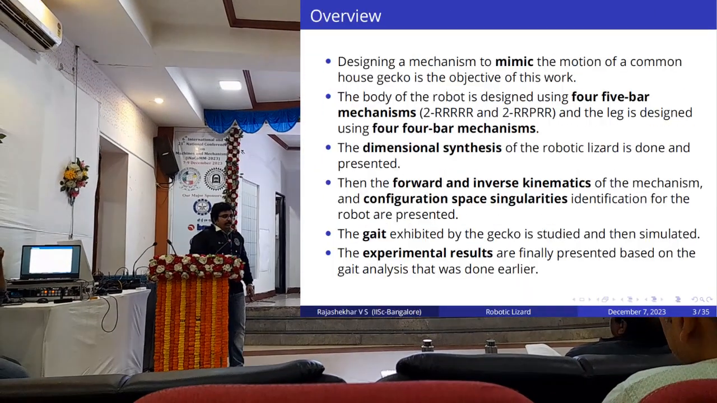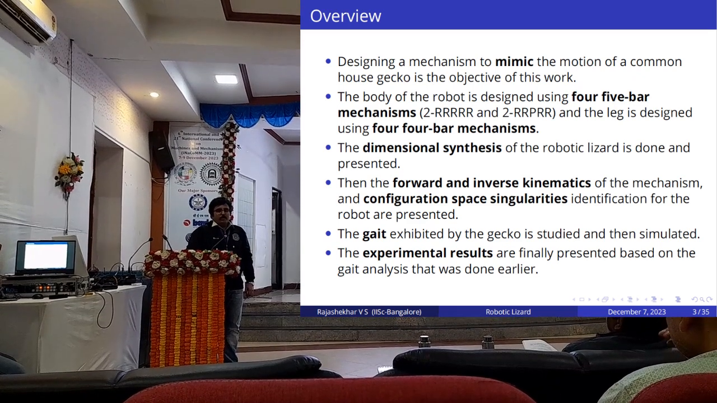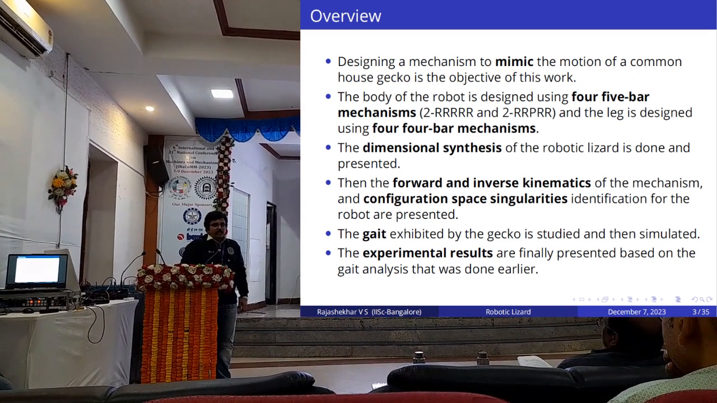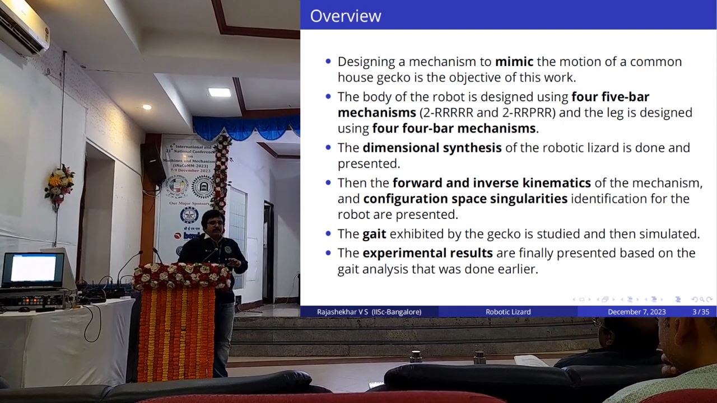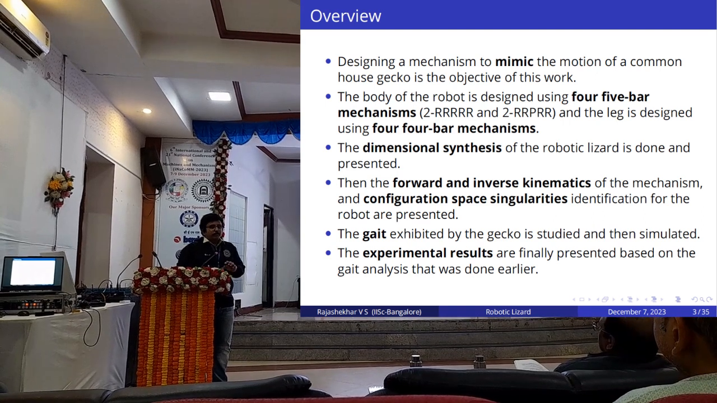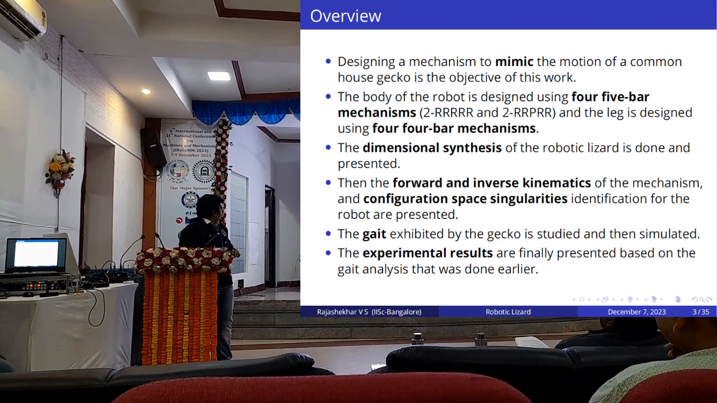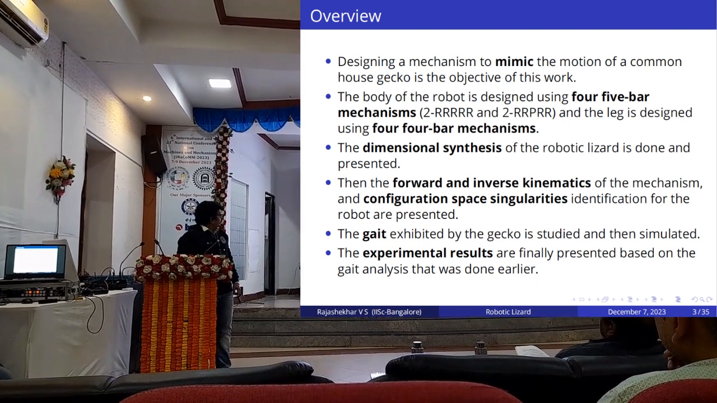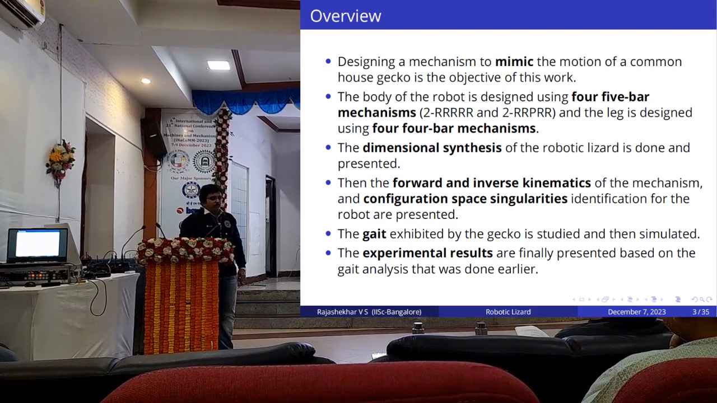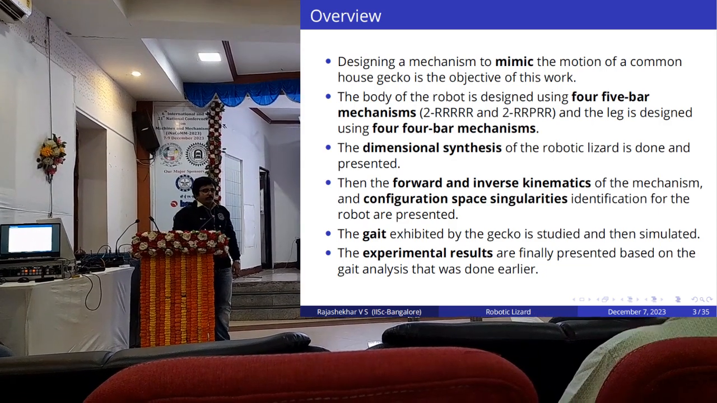In this work, the aim is to mimic a common house gecko, the lizards we find everywhere in the house. So our aim is to mimic that gecko, and so we are working on this project. And this is made up of 4 5-bar mechanisms which form the body of the robot, and 4 4-bar mechanisms which form the legs of the robot.